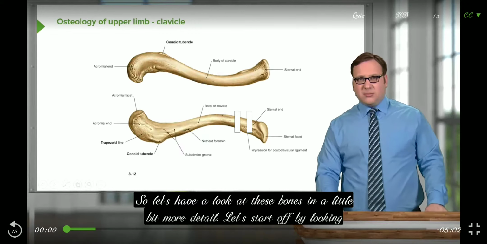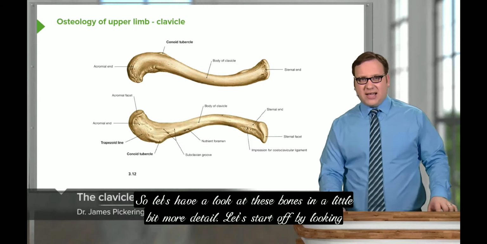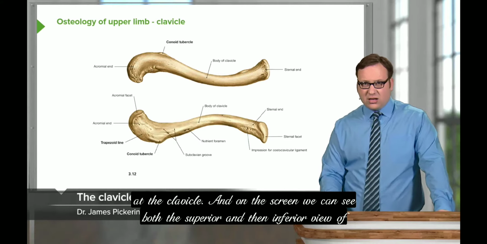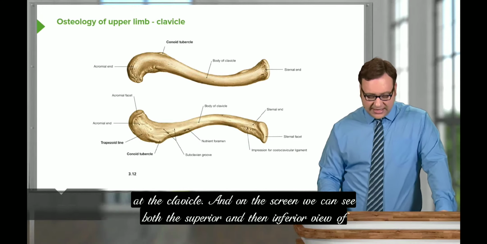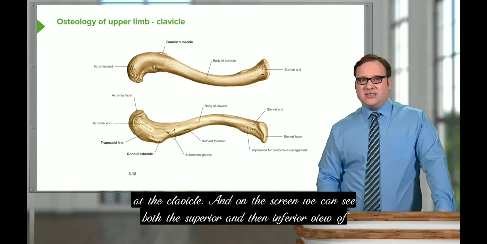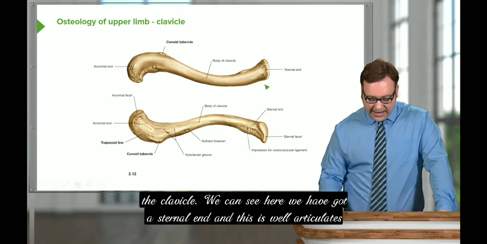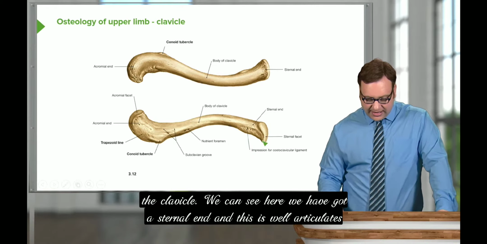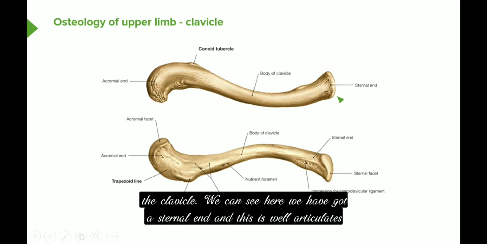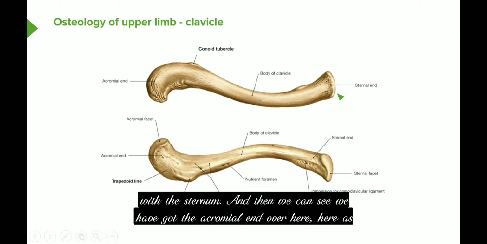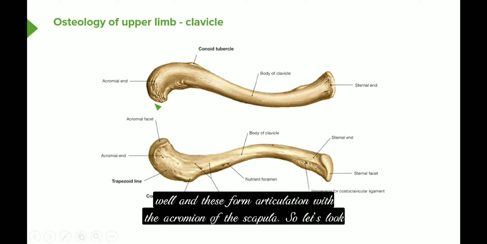Let's look at these bones in a little bit more detail. Let's start off by looking at the clavicle. On the screen, we can see both a superior and an inferior view of the clavicle. We can see here we've got the sternal end, and this is what articulates with the sternum. And then we've got the acromial end over here as well, and these form articulations with the acromion of the scapula.